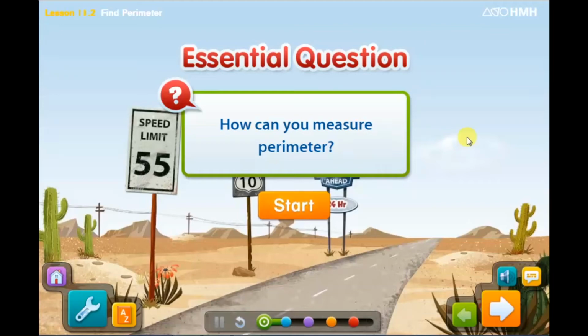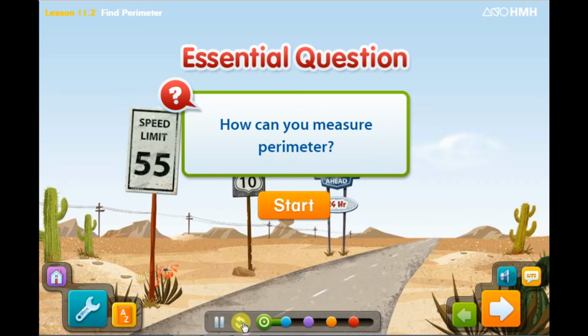This is Miss Susan. Today's episode is about finding perimeter, lesson 11-2. Finding a perimeter means measuring the distance around any figure, and figure here means shape. So we will together learn how to measure all shape sides and to find the perimeter of any shape. Let's start.